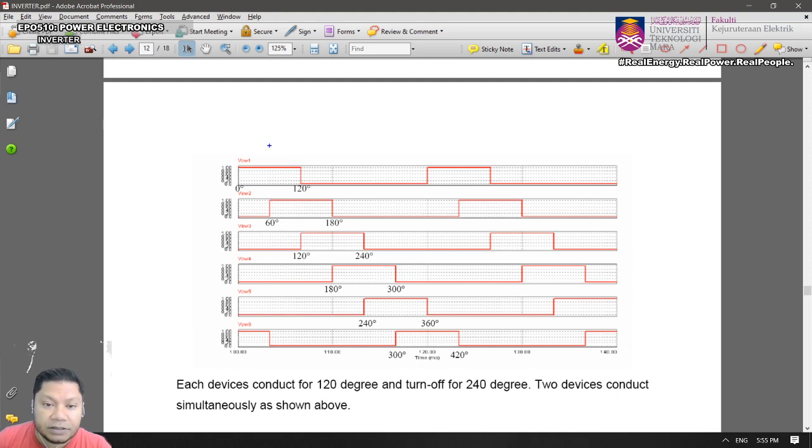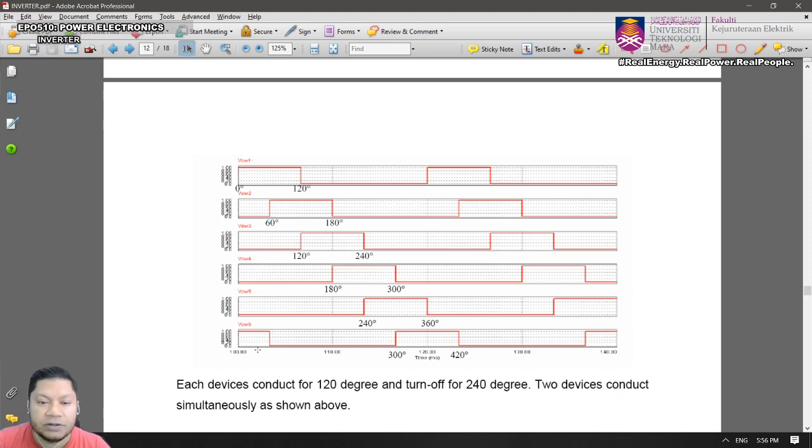Okay, so let's have this region. We start at this particular region, looking at this particular window whereby we have switch 1 on and switch 6 is on. We're going to look at what happens to the circuit within this duration. So we have switch 1 and switch 6 on, and the rest is off.